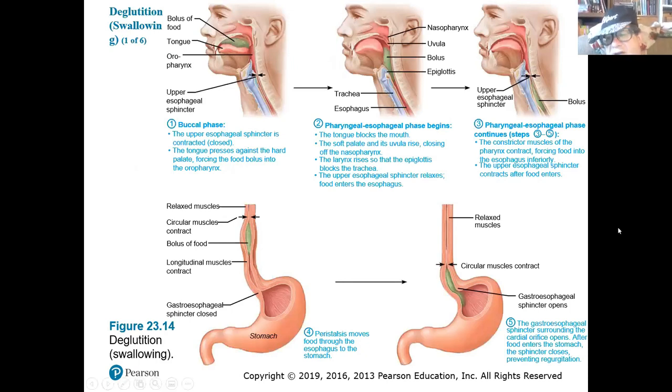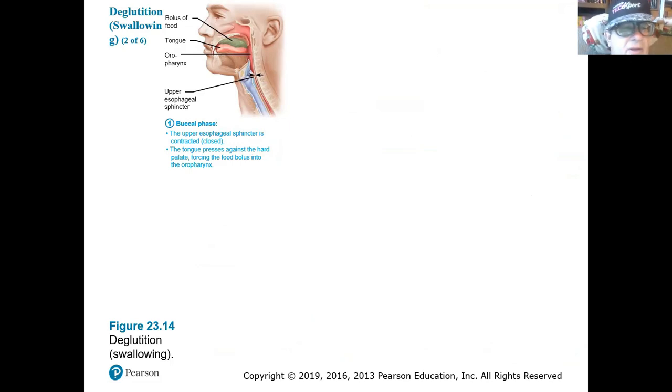So here we have a 5-step process. Once you get to the pharyngeo-esophageal, this is involuntary. And you can see here their picture for stage 4. You have muscles contracting, forcing the bolus of food down. All right.